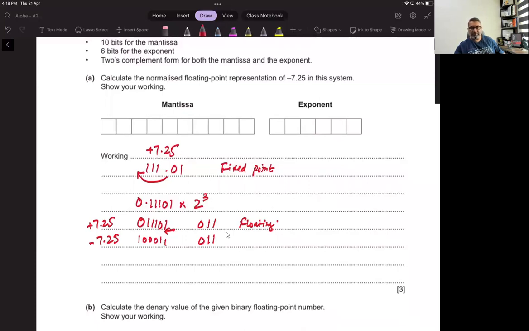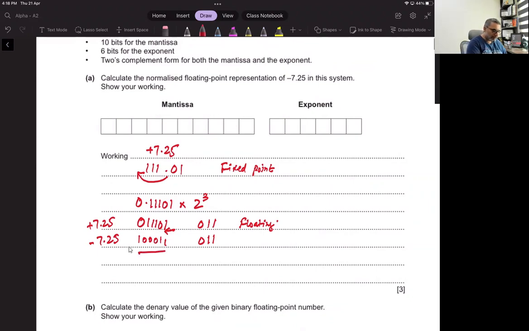Once we get the answer, we will keep the exponent same, and in the mantissa from the right side to the first one, we will keep it all same and then toggle the rest. We will make all the zeros ones and ones zeros after the first one. Until the first one from the right, we will keep it same. So this is negative 7.25.